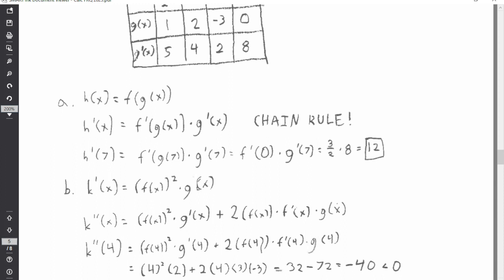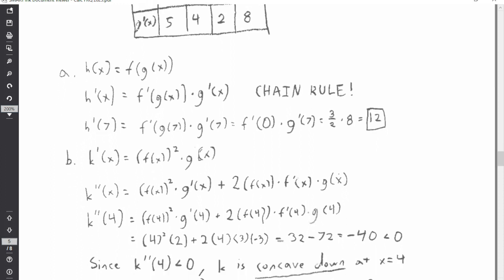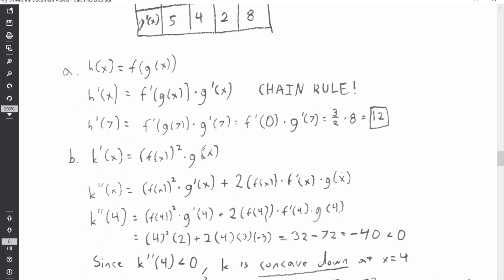And we're being asked whether the function is concave up or concave down. So since this was k prime, that's why we looked at k double prime and found that k double prime was negative. Therefore, k is concave down.